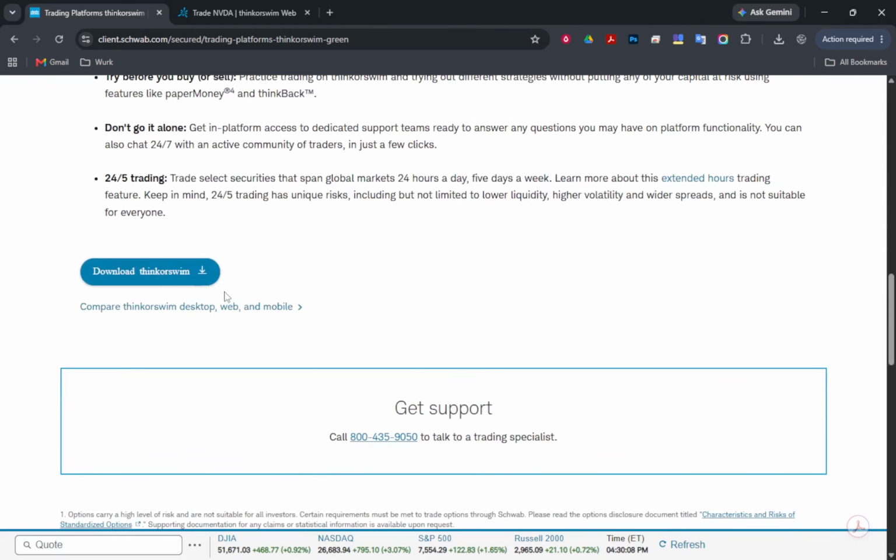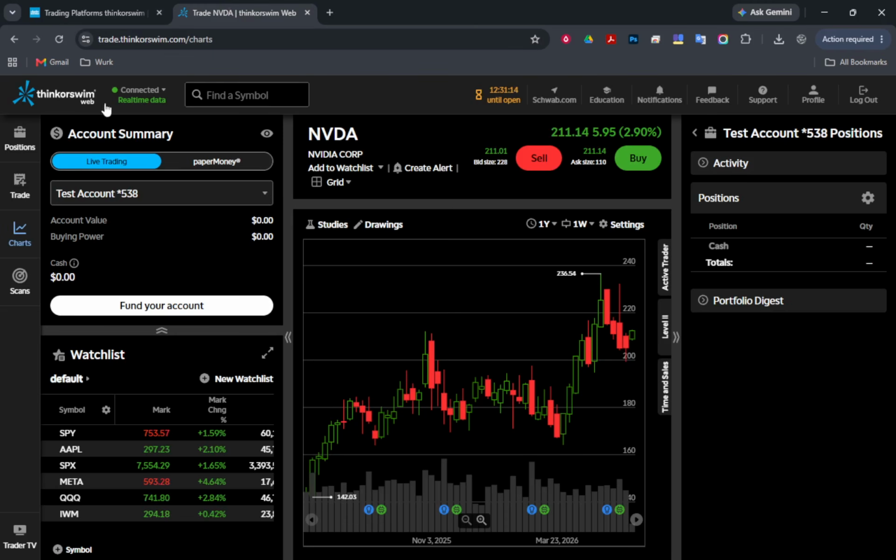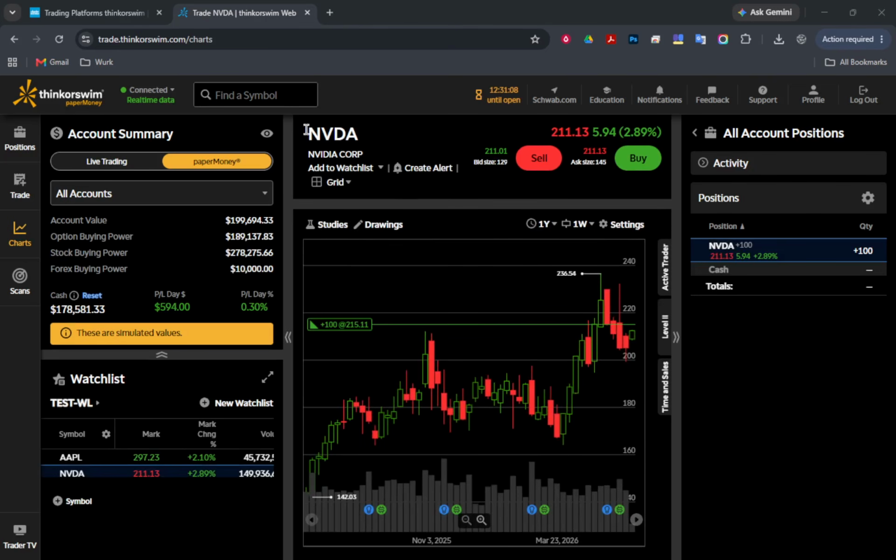Once you're logged in, the next step is to switch to paper money mode. On the login screen, you'll want to choose paper money, which is also called simulated trading, instead of live trading. This selection is crucial because it allows you to practice without risking real money. After you make this choice, enter the platform, and you're ready to explore.